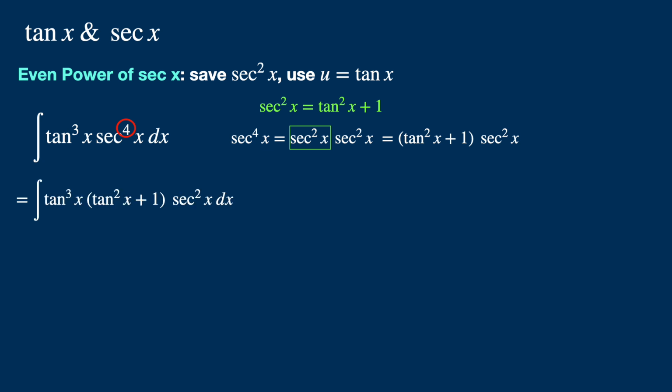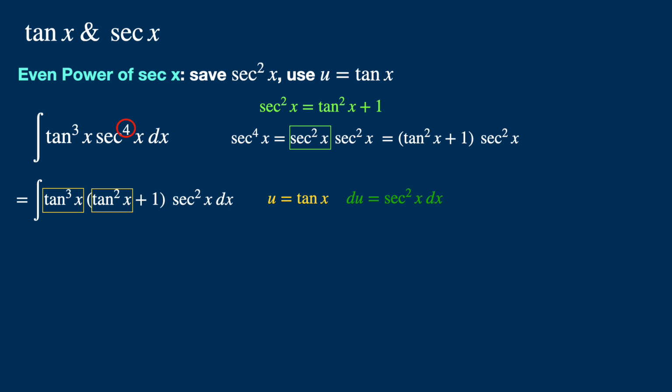So going back to the original integral now: integral of tangent cubed x times tangent squared x plus 1 times secant squared x. Can you guess what kind of u-substitution you're going to use? I already put it on the top. u is tangent x, right? du is secant squared x, and outside you have secant squared x dx. That's why I use u-substitution with u equals tangent x.